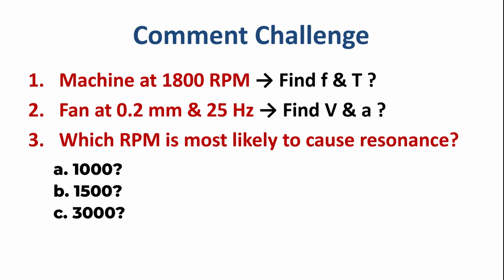Now the third question is a little bit tricky. Let's say that there are three machines, motor A, motor B and motor C, that we have already taken as an example. Motor A is running at 1000, motor B at 1500, and motor C at 3000. What do you think is most likely to have a resonance in the weak structure, and what is the reason for that? So guys, try to answer this in the comment section. If there is any confusion, please mention it in the comments. We can discuss and we can take it up in a separate video, right?